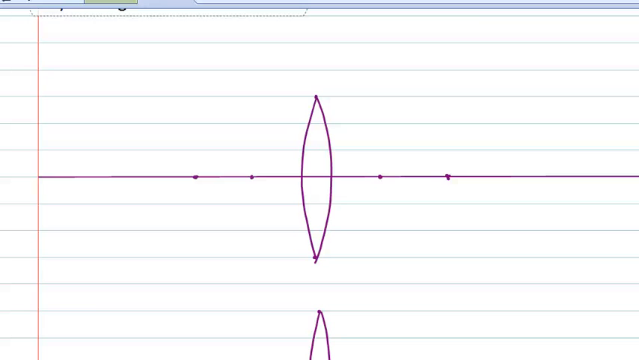Okay, welcome back everyone. In this video we're going to look at how ray tracing plays out for lenses, and so I'm going to do three examples. This first example is for a convex lens, and we're going to say that this has a focal length of 10 centimeters, and we're going to put our object at 15 centimeters. So that's approximately right here.